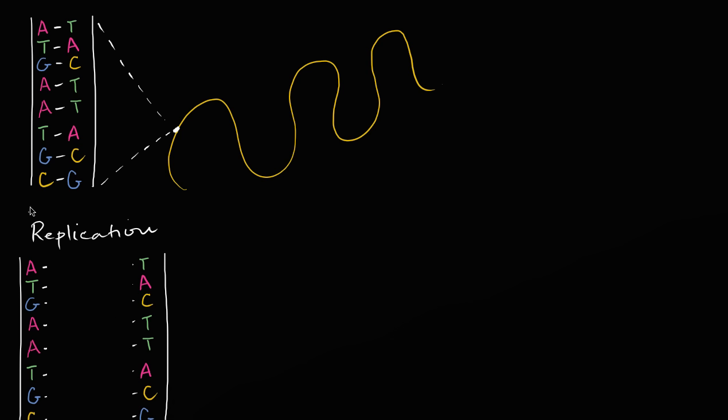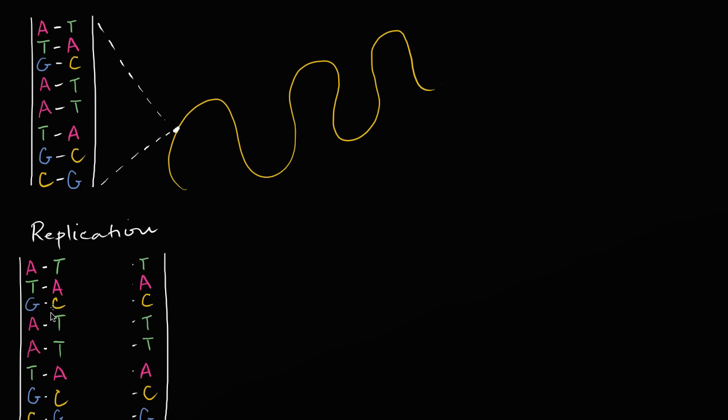All right, so from this left side, you can then construct another right side based on this information. A always pairs with T, if we're talking about DNA. So adenine pairs with thymine, just like that. Thymine pairs with adenine. Guanine pairs with cytosine. Cytosine pairs with guanine. And just like that, I was able to construct a new right-hand side using that left-hand side.